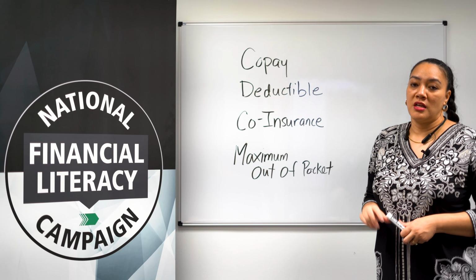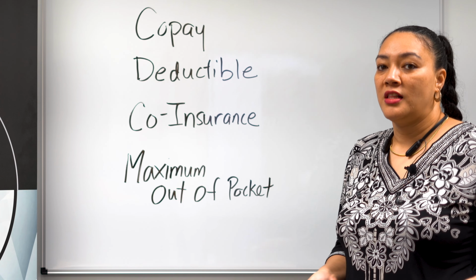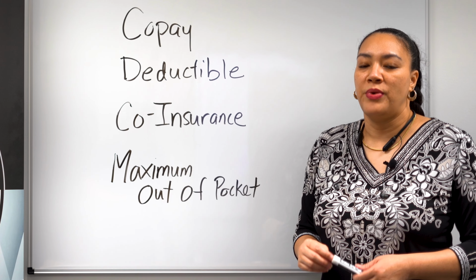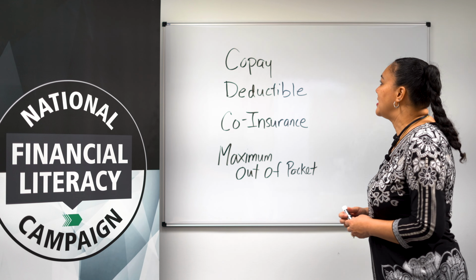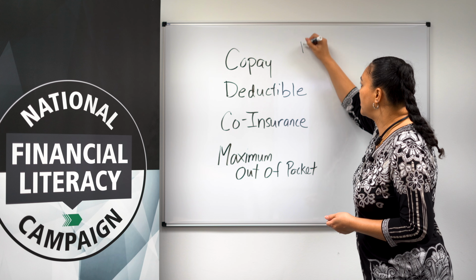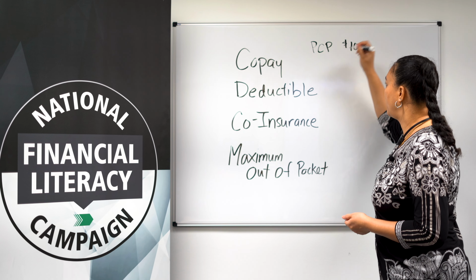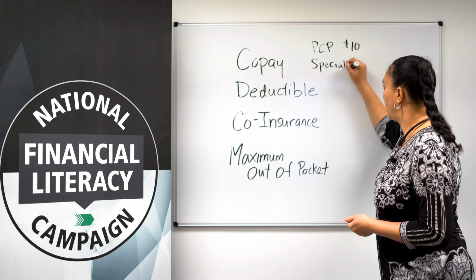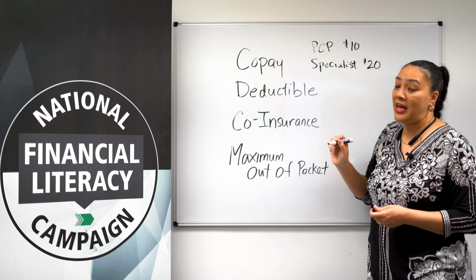The copay is going to be a fixed dollar amount. It could be $10, $20, $30, $40. A copay is a set amount. And normally that's what you pay the day you walk in the door to receive your services. So let's say you have a primary care doctor copay of $10. And then you have a specialist copay of $20. This is just an example, okay?